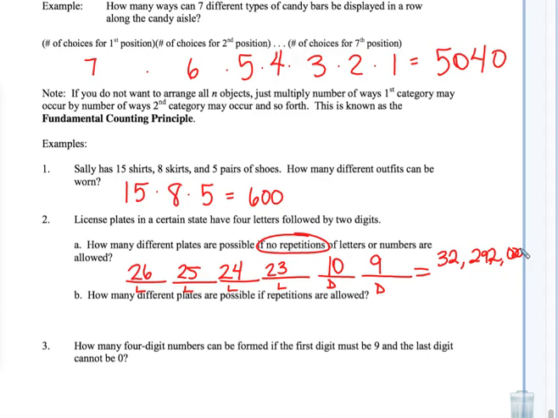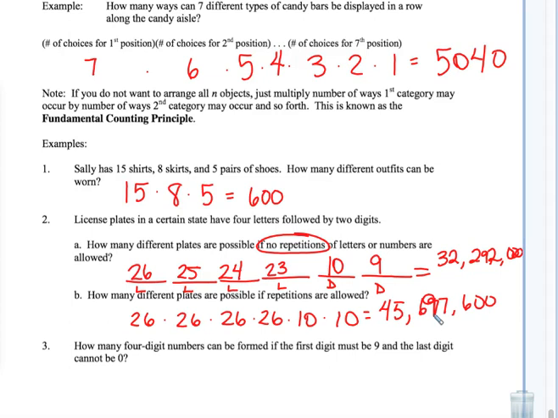Now part B changes this slightly because repetitions are allowed. When repetitions are allowed, that would be 26 letters times 26 letters times 26 letters times 26 letters times 10 digits times 10 digits, because you would have all of the options back if you can have repetitions. Obviously this is going to be a bigger number. And so what we have here is 45,697,600 different license plates that you could come up with, 4 letters, 2 digits when repetitions are allowed.